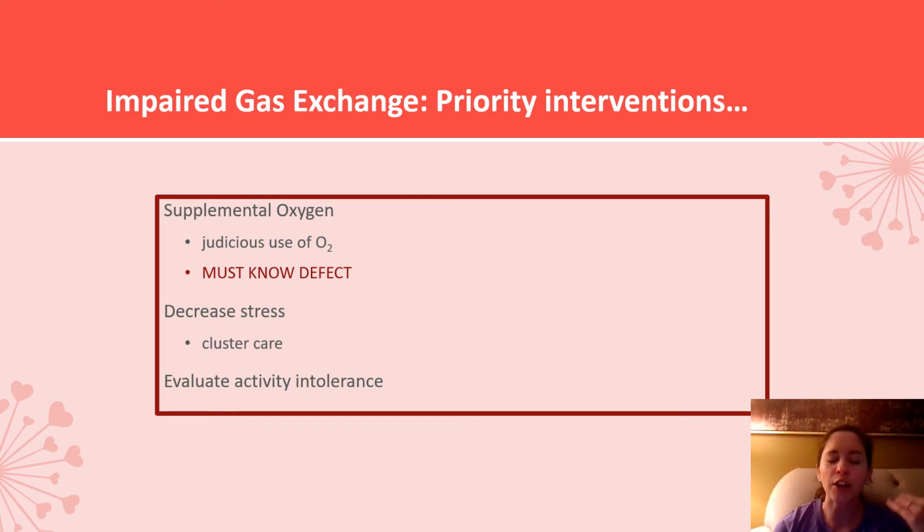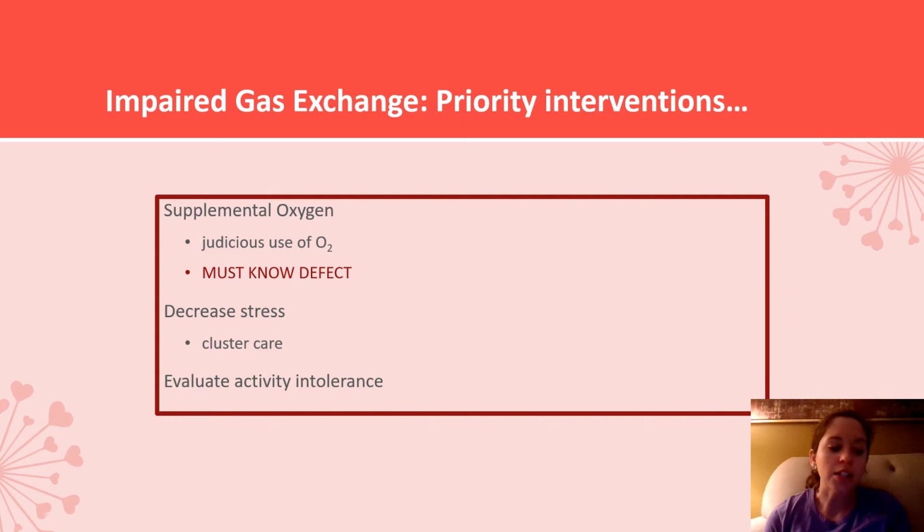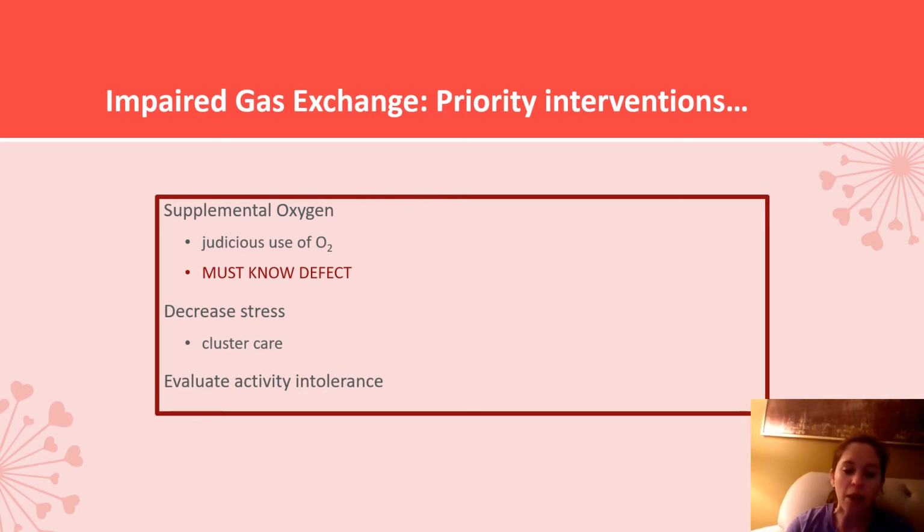Sometimes the first step in caring for these types of patients is not going to be to give oxygen. Sometimes it's going to be repositioning. Sometimes it's going to be to give medications like diuretics to pull off fluid to help them oxygenate better. So it really depends on the defect, and we'll get into those specifics.